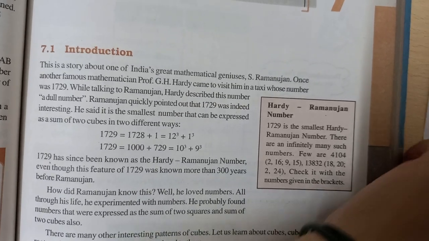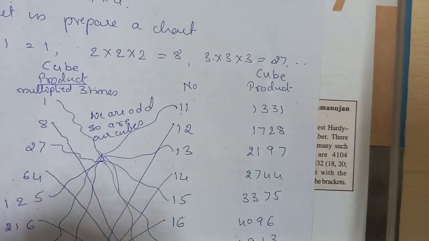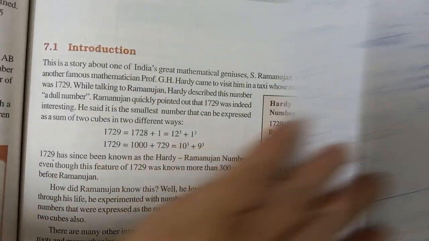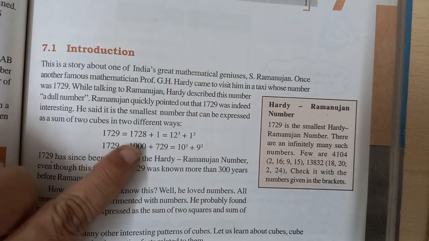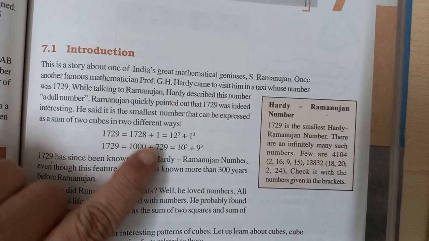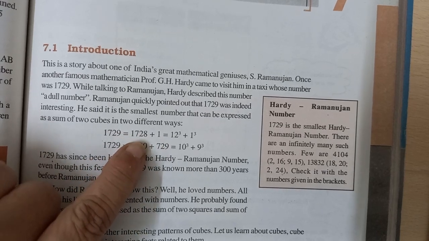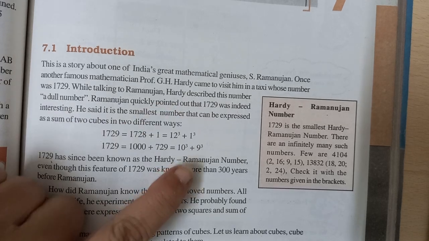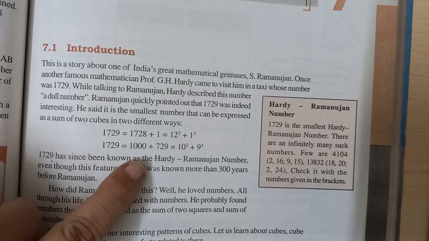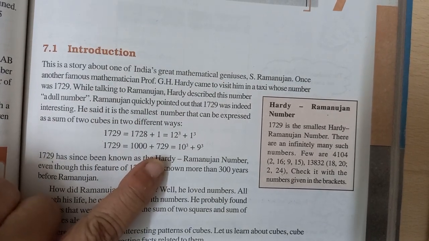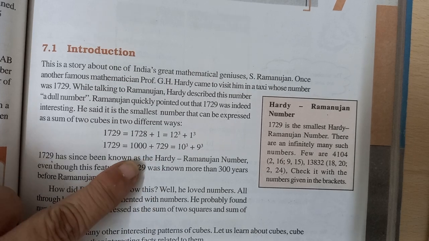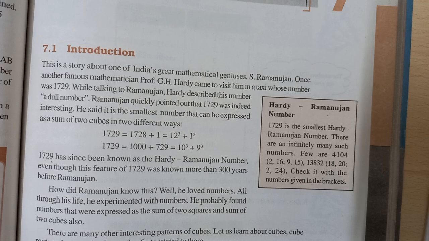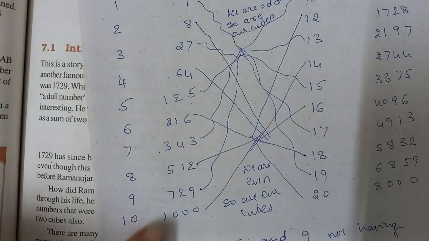Here, 1728 is a cube of the number 12. And 1729 is equal to 1728 plus 1. 1728 is the cube of 12, so we write it as 12 cube plus 1 cube. 1729 is also equal to 1000 plus 729, right? And 1000 is 10 cube and 729 is 9 cube. You can check with your chart.